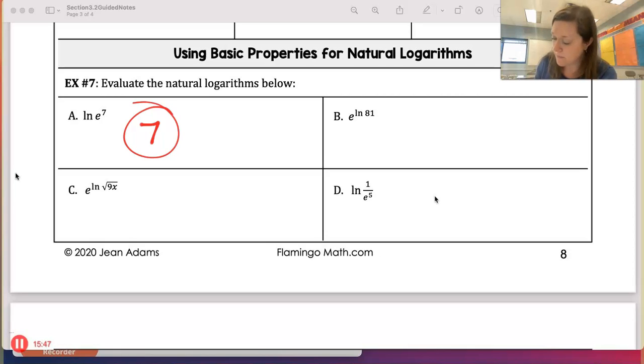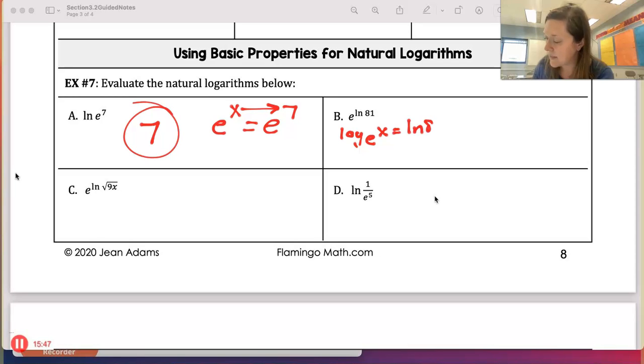Again, we can make it more complicated and do something like e to the x power is equal to e to the 7th. Well, x would have to equal 7. For b, we could turn this into a logarithmic equation. So log base e of x is equal to ln of 81. It's equal to my exponent. My exponent goes over here.